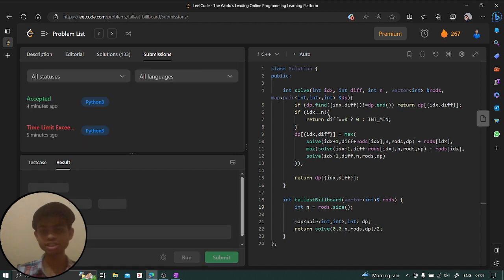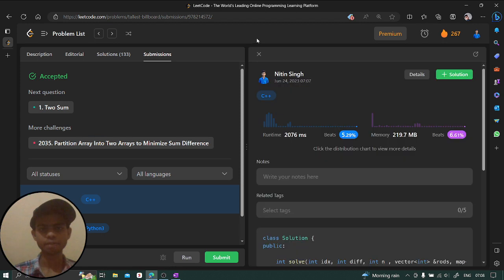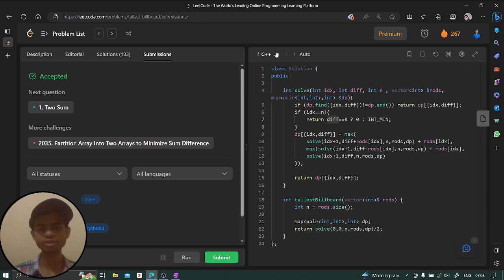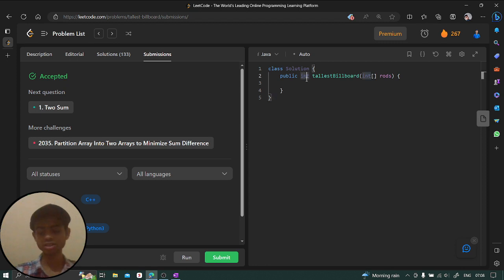So that means this conditional operator is working in C++, right? But in Java, in Python, it was not working. So we'll see it later, right? So you can see it successfully got submitted. Now let's move to the last programming language, that is nothing but Java. So in Java, what we are going to do, first of all, let's take a length.